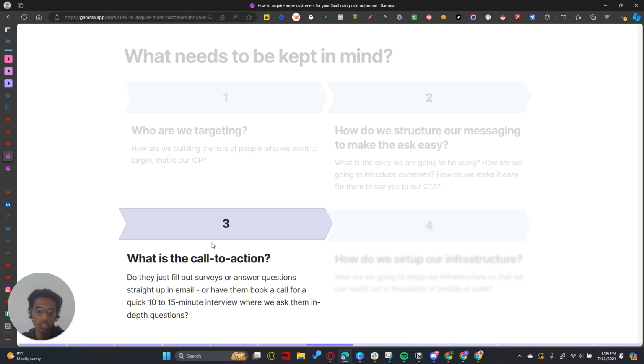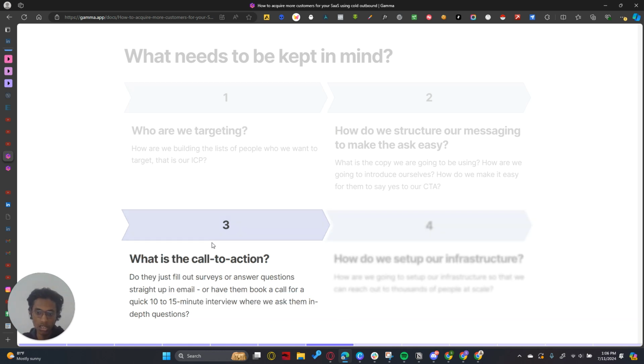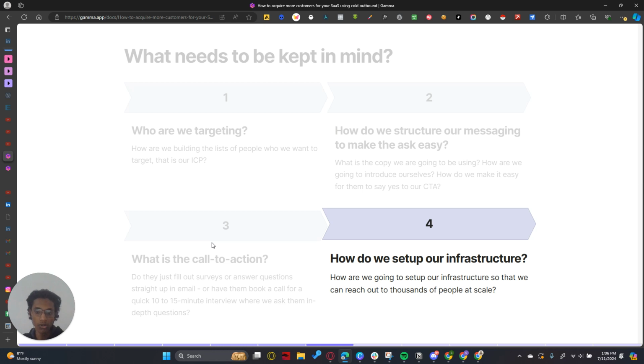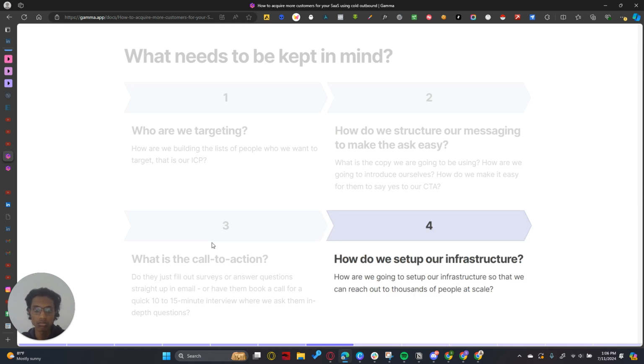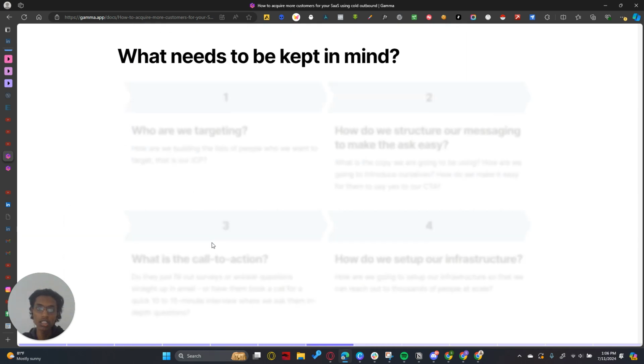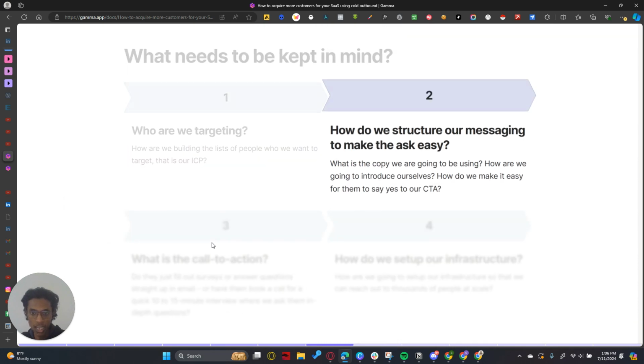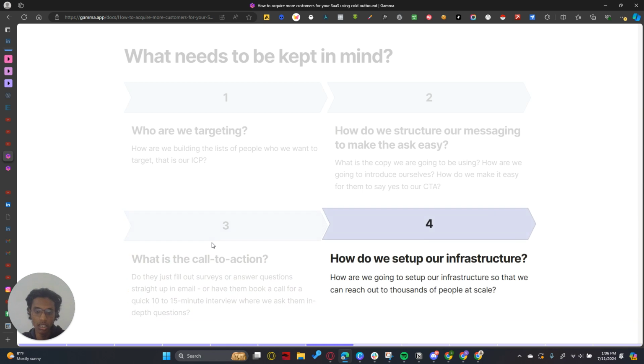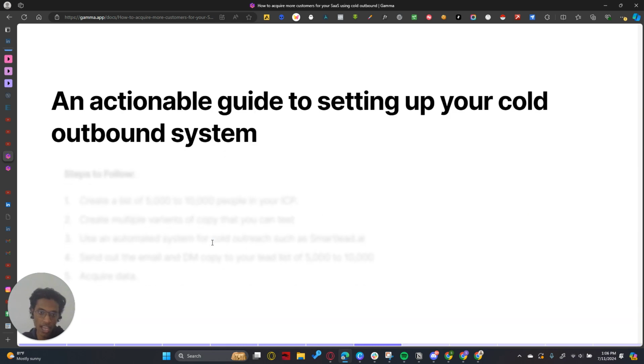Do they just fill out surveys or answer questions straight up in email, or do you have them book a call for a quick 10 to 15 minute interview where we ask them in-depth questions? What's exactly the process here? Now, also, how are we going to set up our infrastructure so that we can reach out to thousands of people at scale? These are all things that you need to keep in mind when it comes to creating your campaign: targeting, messaging, CTA, and infrastructure.